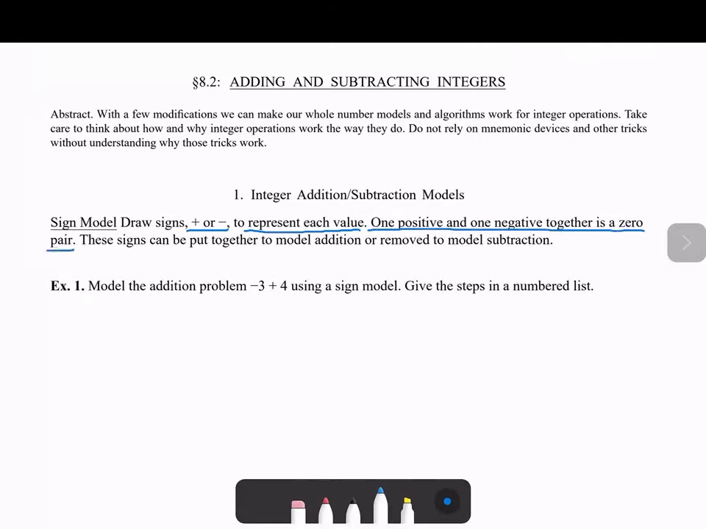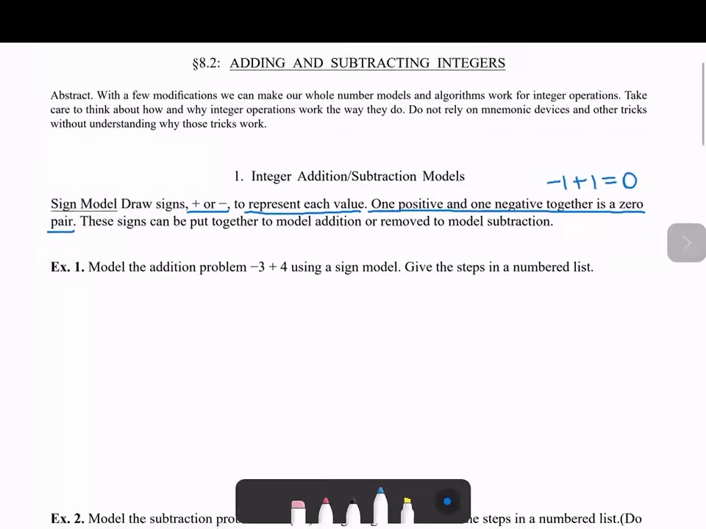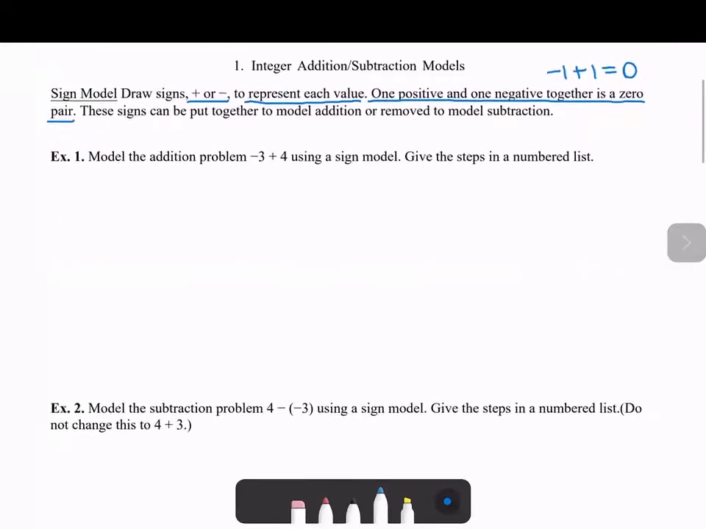So this really just represents the fact that we know that -1 plus 1 is 0, right? If we have a negative and a positive, we know that they're going to cancel. And if you think of this on a number line, if you go to the right to add 1 and then to the left to subtract it away, you get back to where you started. And so we can do this to see what's going on when we add and subtract integers.